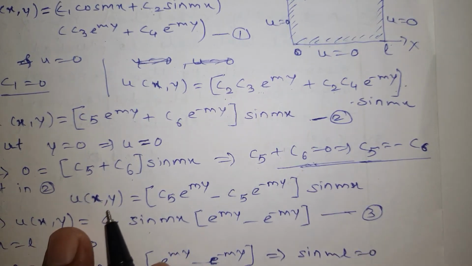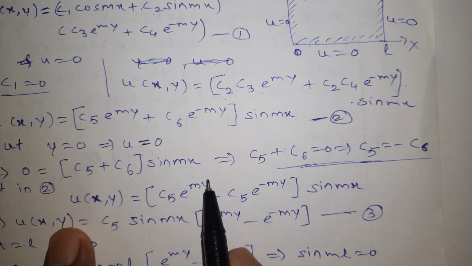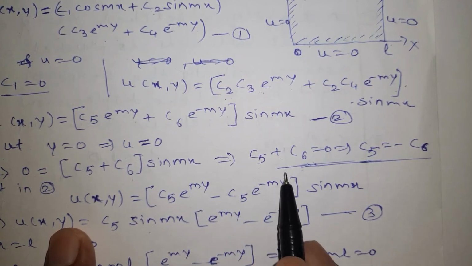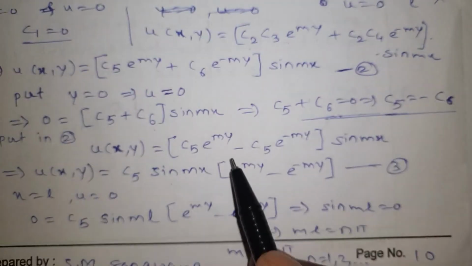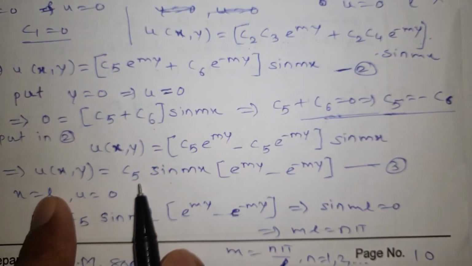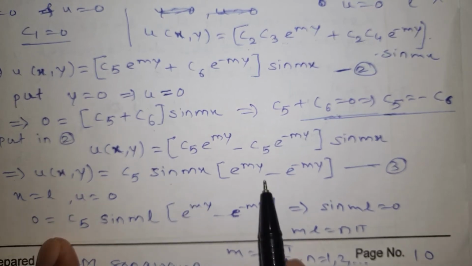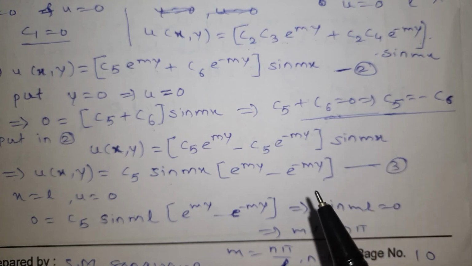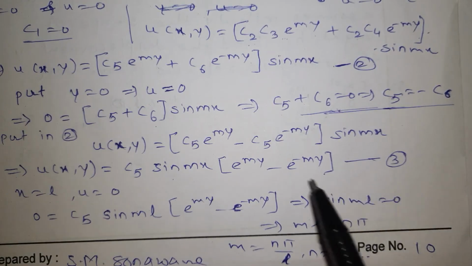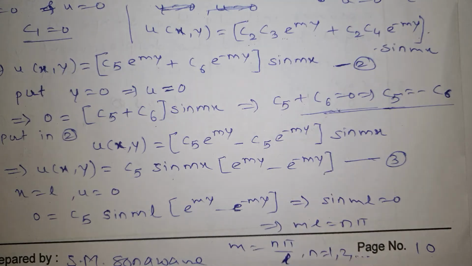What do I get here? u of xy is equal to C5 e raised to my minus C5 e raised to minus my. I just put C6 in terms of C5. Okay. Sin mx. Now C5 common. So what do I get here? I get u of xy is equal to C5 sin mx (e raised to my minus e raised to minus my). Now if you keep this as it is, no problem, or otherwise what you can do? You just use a sin hyperbolic y. For this sin hyperbolic y, we will use it in the next step.